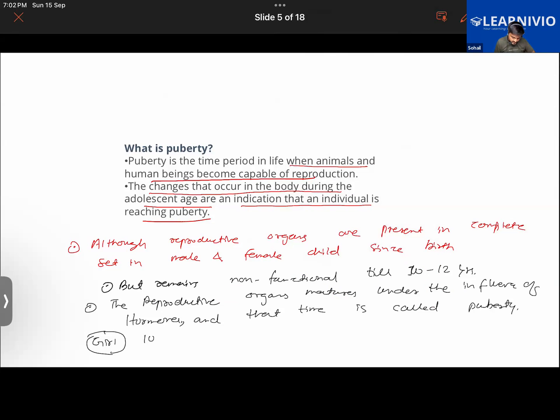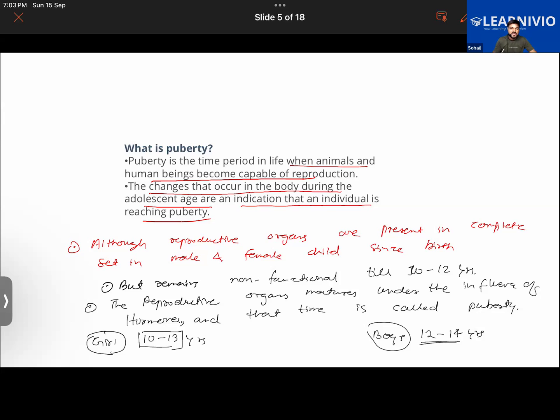is in the age of 10 to 13 years, their reproductive organs start to mature. Their reproductive organs have started to mature at that time. So there we see that puberty has started in them. So girls would attain puberty at a lower age of 10 to 13 years, while in the case of boys or males, puberty will be attained at a higher age of about 12 to 14 years.